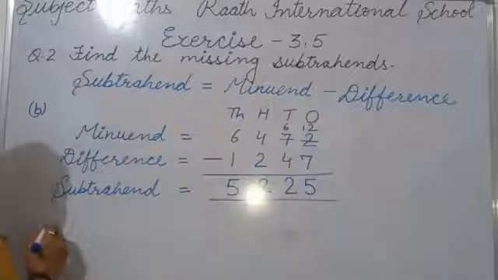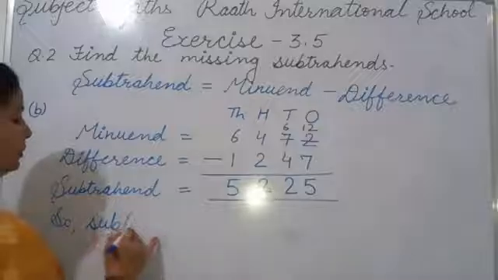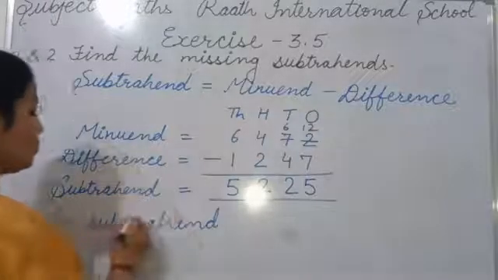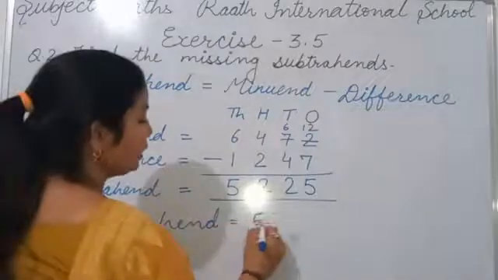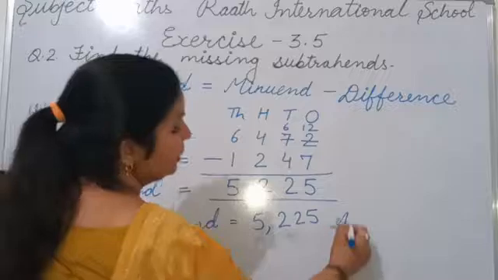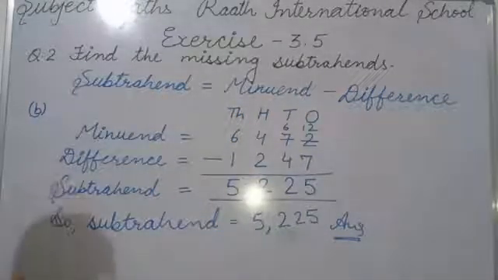So we write here subtrahend equals 5225. That's the answer. Okay. So like this you will do C and D parts also.